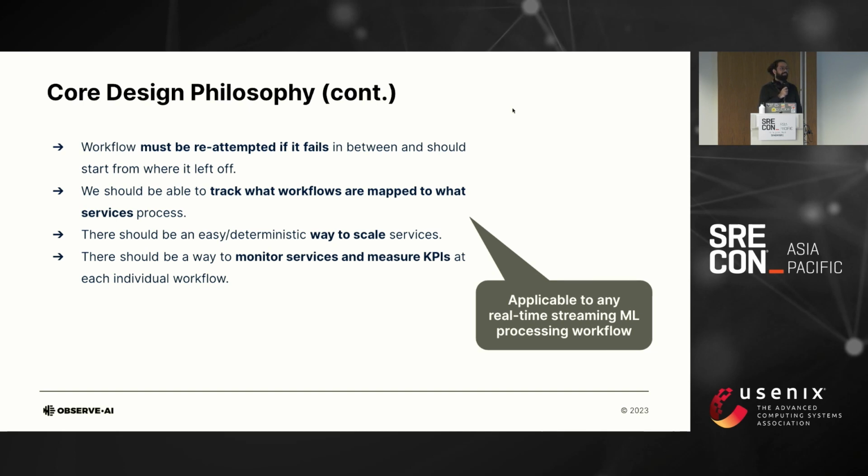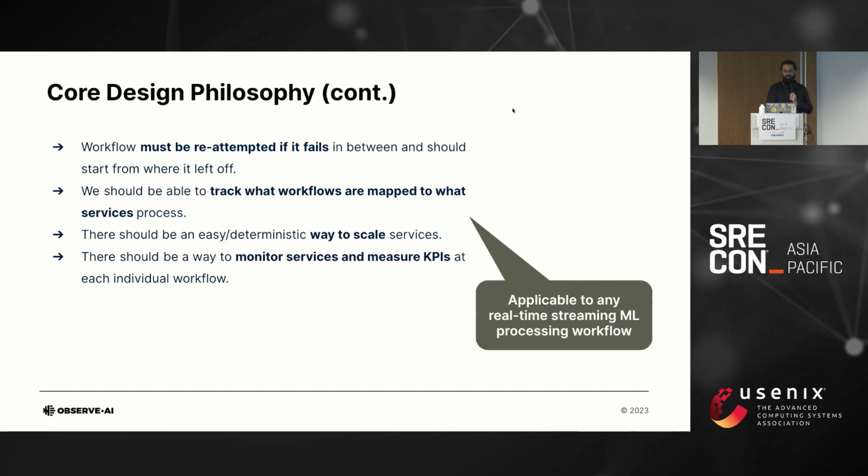But there should be an easy way for me to know where this particular call is mapped, to which ML process. There should be an easy deterministic way to scale services. This is, again, a requirement because we want high, very consistent KPIs. And obviously, there should be a way to monitor services and measure KPIs at each individual workflow.